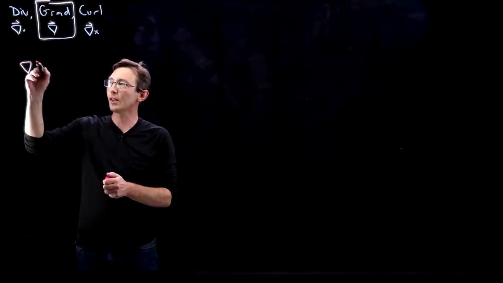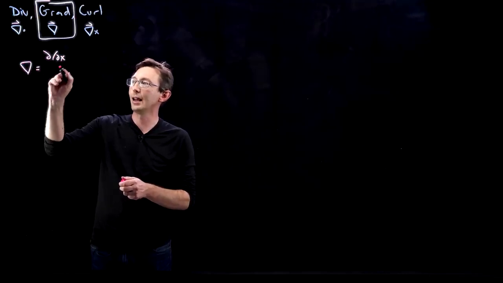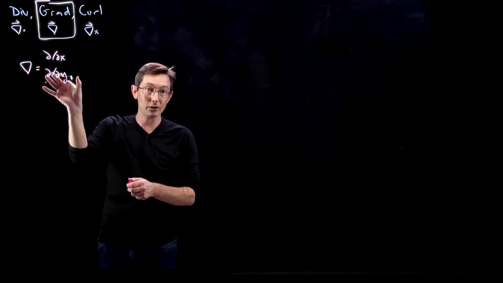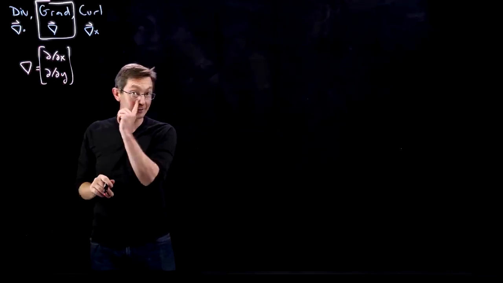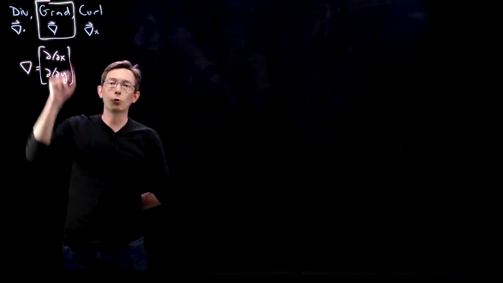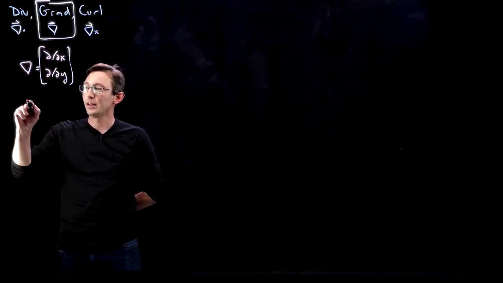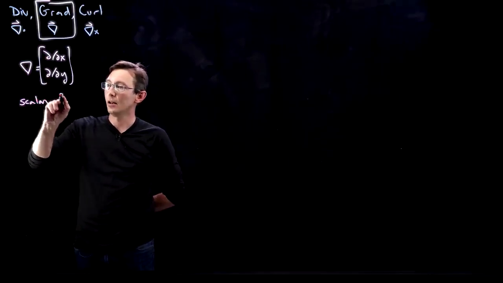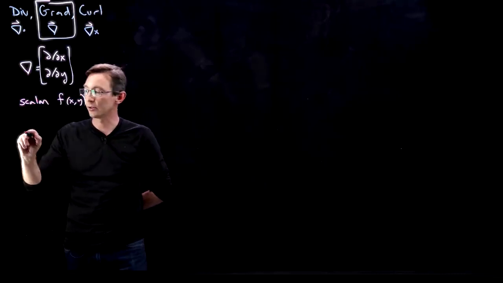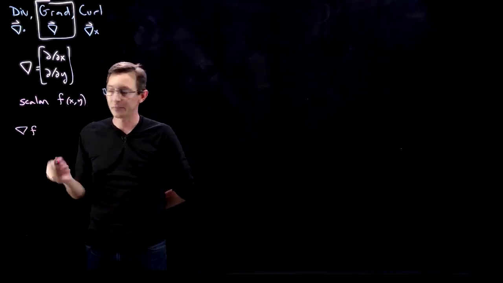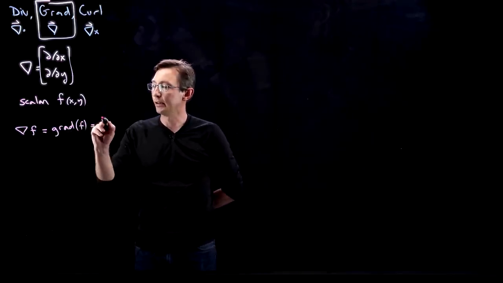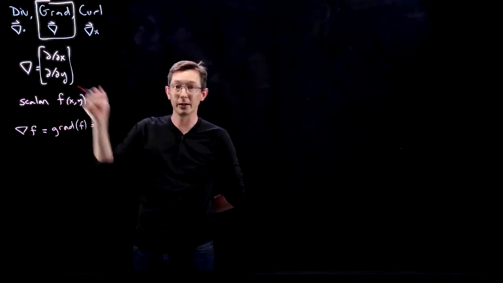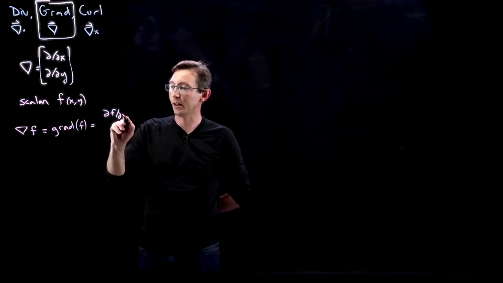So the grad operator is partial x, partial y in 2 dimensions. In 3 dimensions there would be a partial z. I'm going to make my life easy and for now just look at it in 2D. And the gradient of a scalar function f, so if I have some scalar f of x and y, just recall that the gradient of f, sometimes also called grad of f, is a vector field. So it takes a scalar and creates a vector field: partial f, partial x, partial f, partial y.